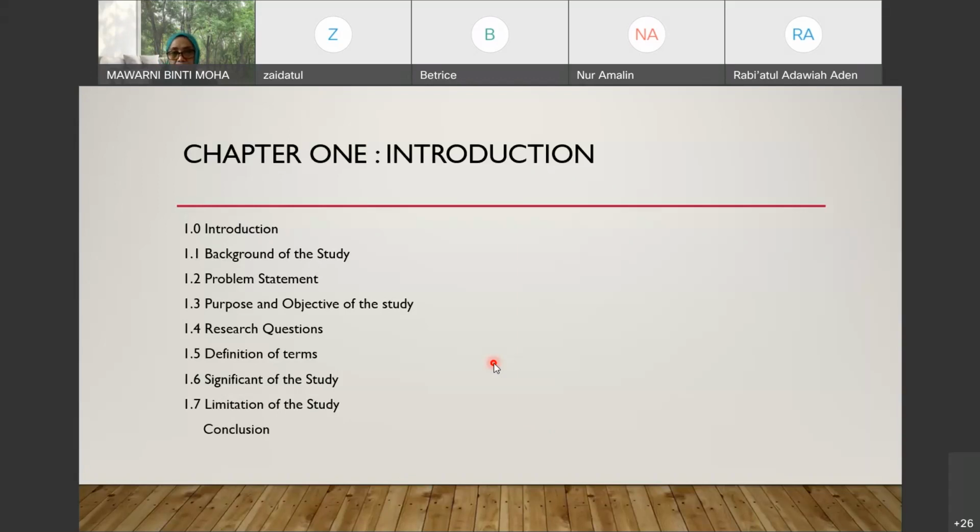So basically, these are the most important aspects that you need to have in your chapter 1. Of course, don't forget, I would like to highlight here, in each chapter, please put the introduction and the conclusion. Okay, you start with an introduction, you end the chapter with a conclusion. I'll explain later. All right, for chapter 1, basically, you have your introduction, a background of the study, the problem statement, purpose, research questions, definition of terms, significance of the study, and the limitation of the study.